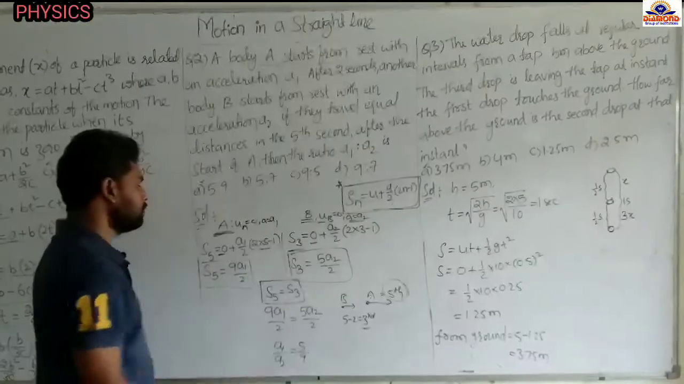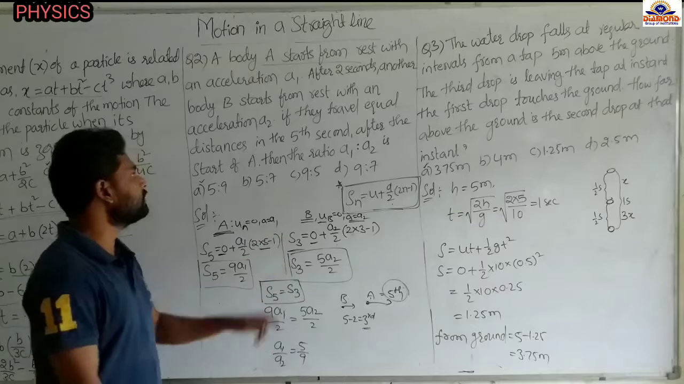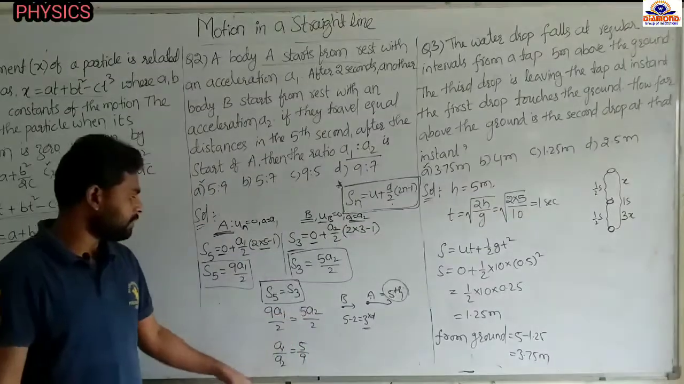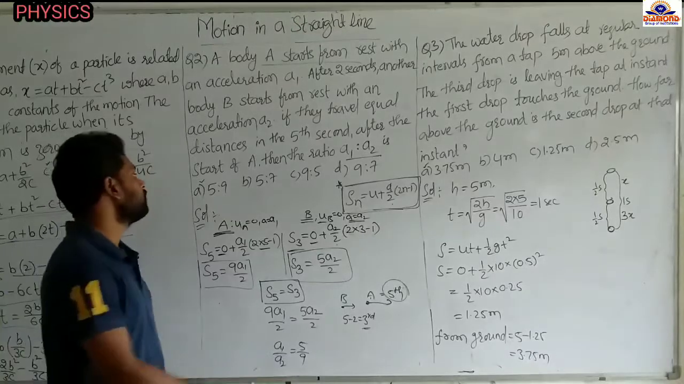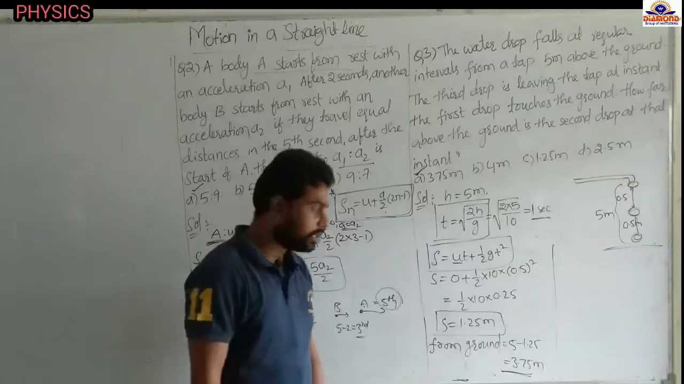Now equate these two. 9a1 by 2 equal to 5a2 by 2. The 2 will be cancelled. They are asking the ratio a1 is to a2. So a2 goes to this side, a1 by a2 equal to 5 by 9. So 5 is to 9 is the right answer. Easy problem. Now see the third problem.